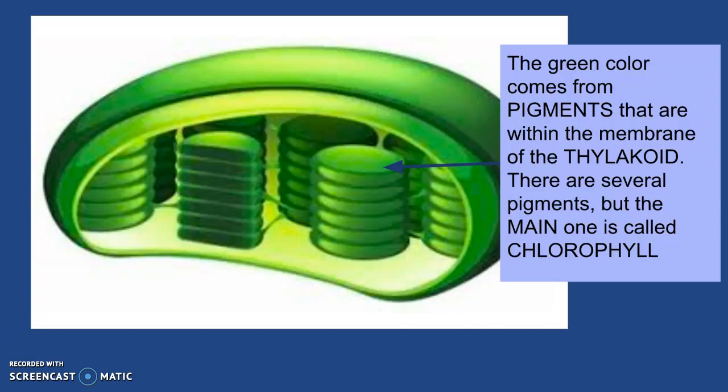Now, there are other pigments that are reflecting other colors, but since chlorophyll is the main one, it reflects the most light, you're going to notice the plant looking green. If you have a purple plant or a pink plant, then those have different pigments that are reflecting different colors. And again, those are found in the thylakoid membranes.